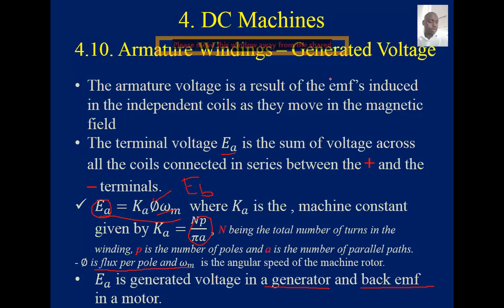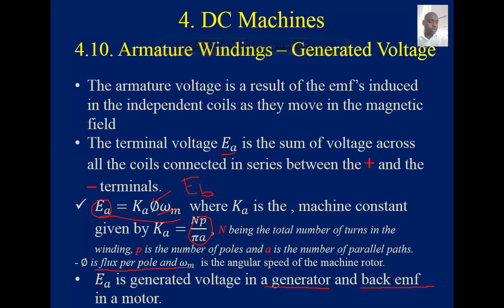Important points that you have to take note of. Generated EMF is a result of all the EMFs generated in the coils which are in series between the terminals. And we said in a wave-wound machine, it is 2 number of parallel paths, and in a lap-wound, it is P. And then you can get an explanation for that.